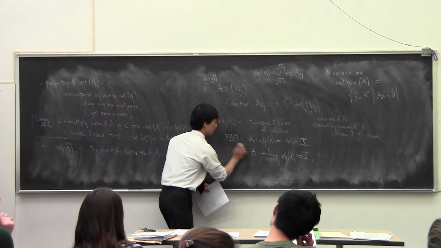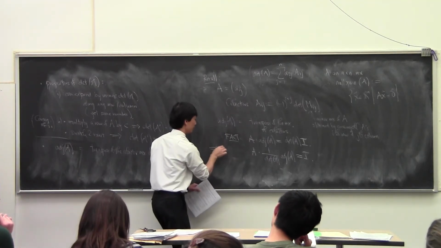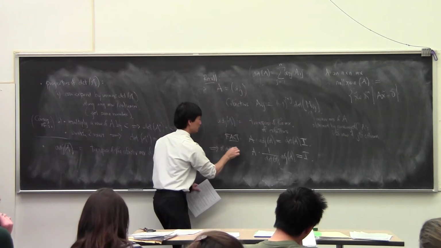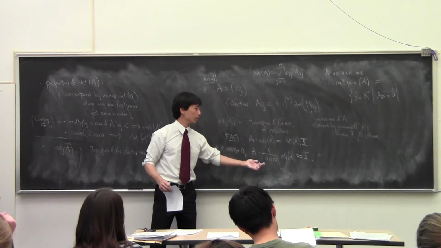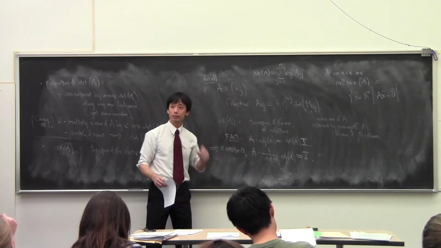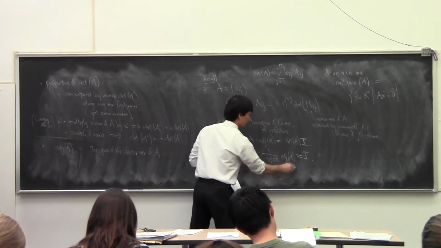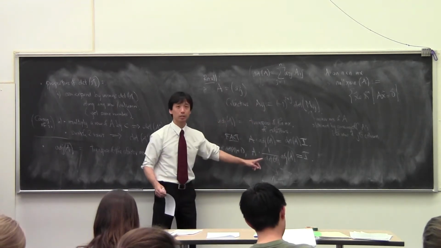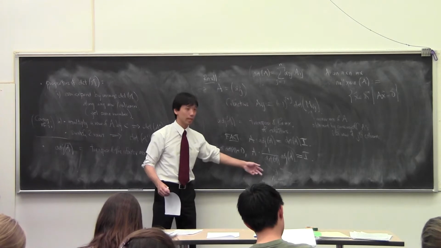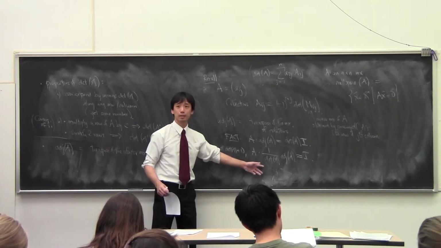Right? So if the determinant is non-zero, then you could divide both sides by that determinant, and then you see what the inverse matrix is, right? You notice that the adjoint divided by the determinant is exactly the inverse matrix, right?